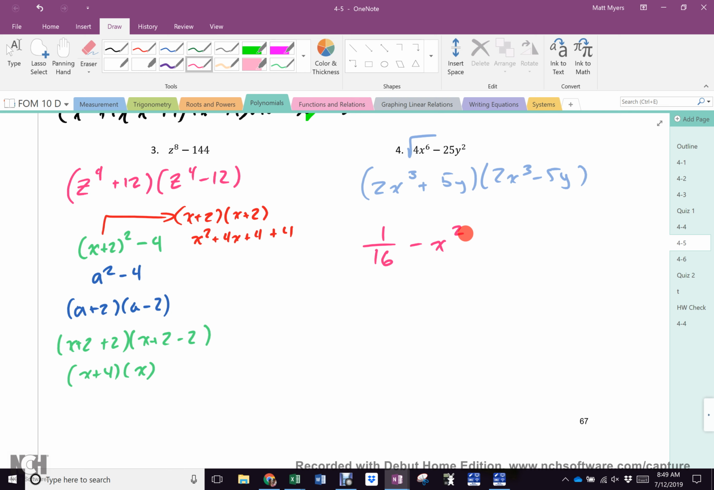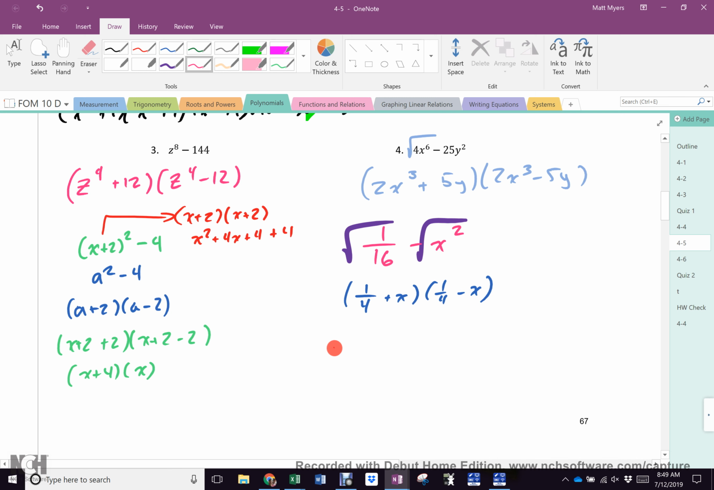Not x. You would start with 4. 4 minus x and 4 plus x, right? But it's 1/16. So since it's still a perfect square, we still just square root them. And we get 1/4 plus x and 1/4 minus x. Everybody cool with that one? Yeah? Okay. What if I gave you this one?